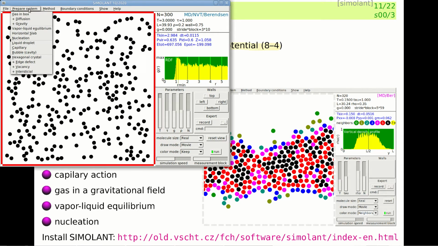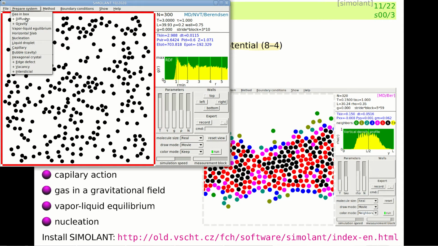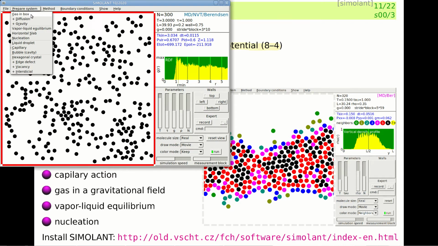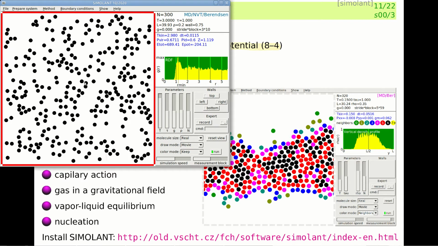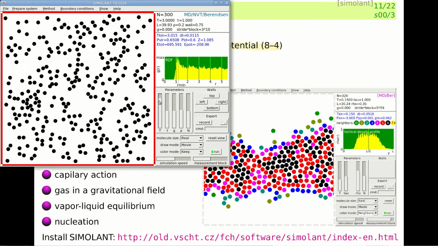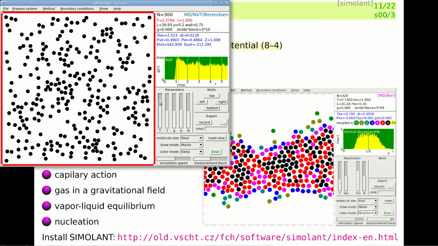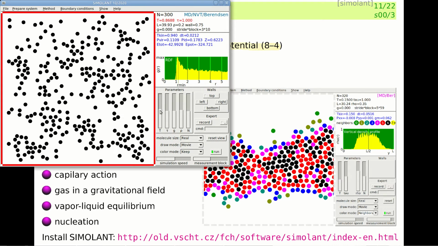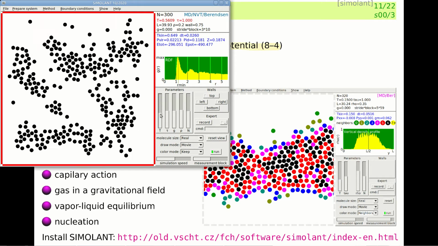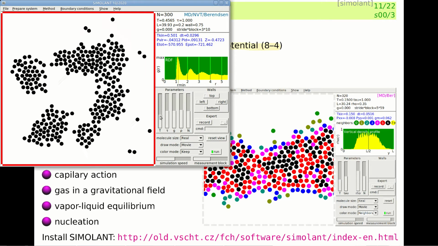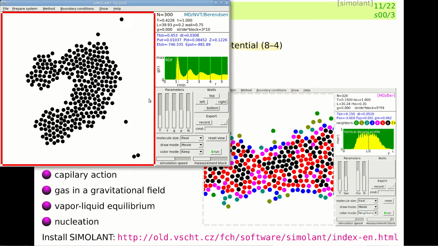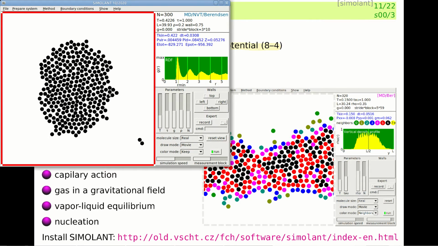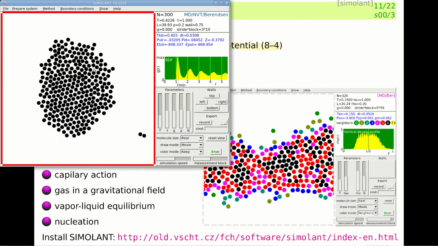In a prepared system we have different possibilities here. We can choose gas in box, which is actually what was in the beginning here, and I can now slowly cool the system down to decrease temperature. You can see that on a decreasing temperature I get a droplet. This droplet is liquid.